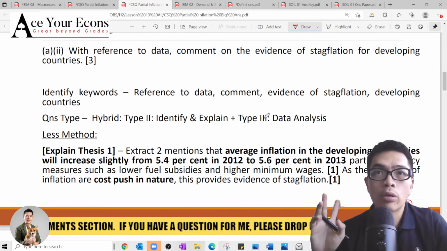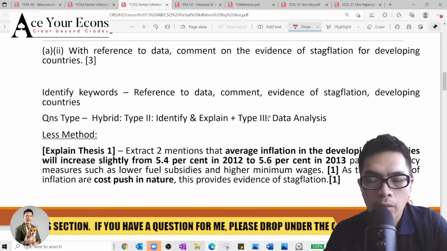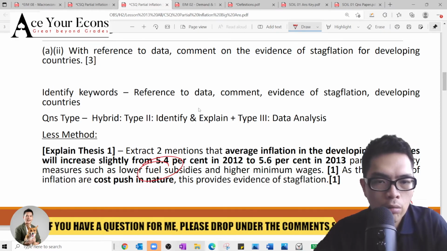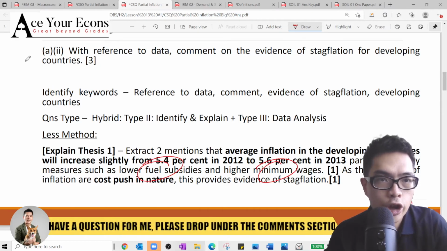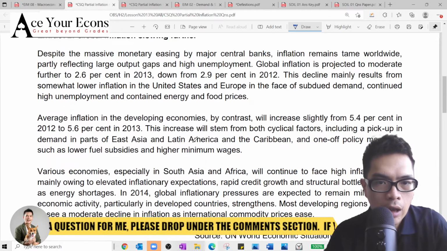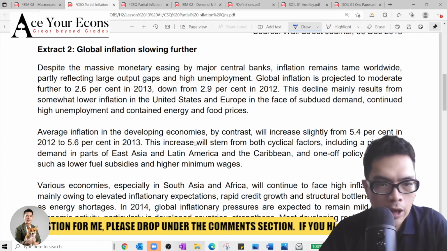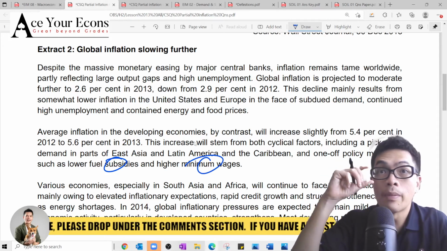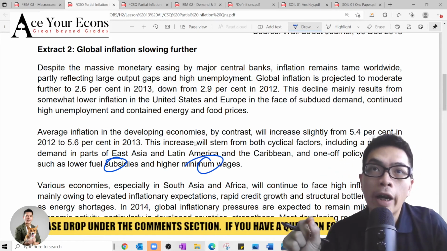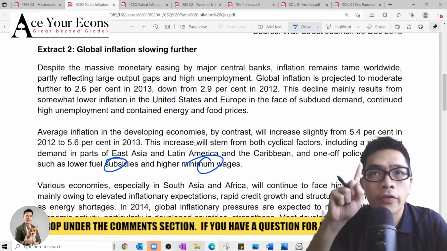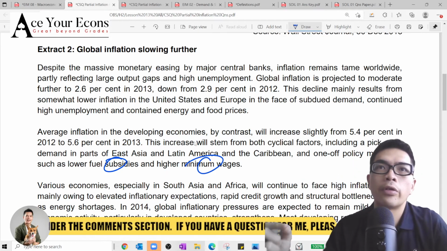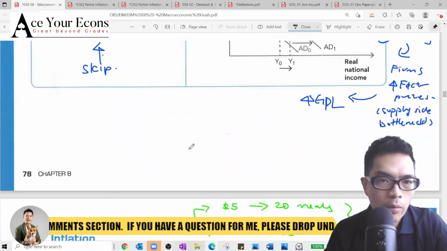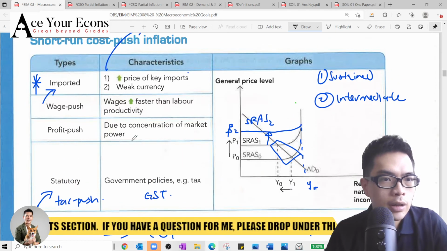Alright, so there are two possible theses that you can consider. The first one, you want to look out for extract 2, which suggests that there is lower fuel subsidy and higher minimum wage. To be more specific, I believe you can find it here. These are all developing countries. Do you see that? So remember, identifying that you need cost push inflation is the very first step. Then you need to rely on what we have covered earlier on here.